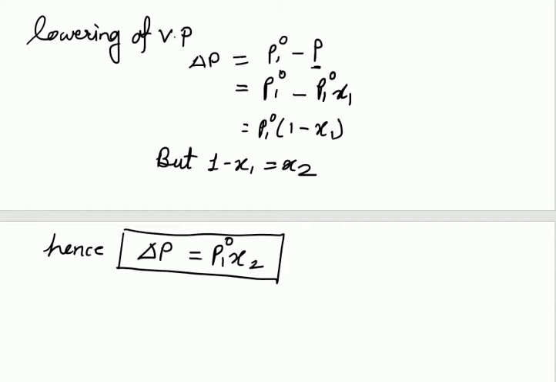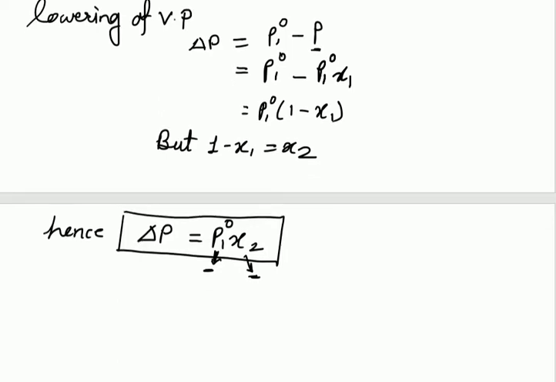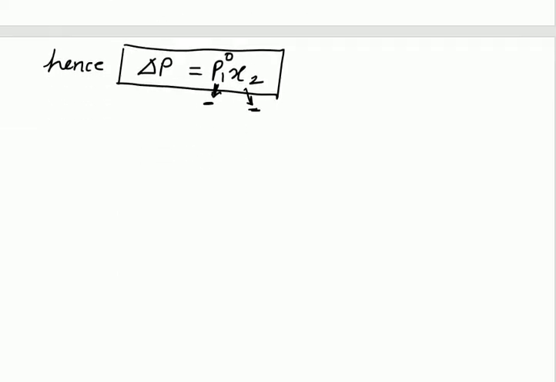P1⁰ is the vapor pressure of the pure solvent and X2 is the mole fraction of the non-volatile solute dissolved in the solution. Thus, the lowering of vapor pressure depends on the nature of pure solvent, right? From this equation, we can say that the lowering of vapor pressure depends on the nature of pure solvent and the concentration of solute in the solution, right?